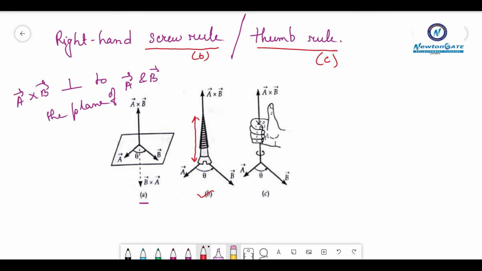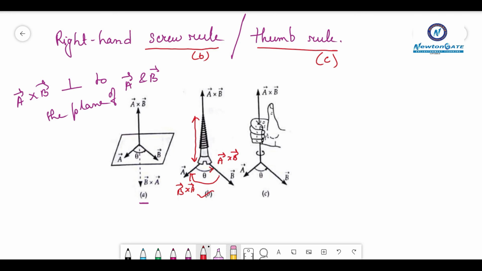So you can see it here. If I am writing A cross B, then the screw will be pointing upward. But if I am writing B cross A, you can see one has an arrow this side, that is A cross B, and if I give a direction of this side, this means it is B cross A. So the screw is turning from B to A, so the pointy head will go down in this case. This is right hand screw rule.